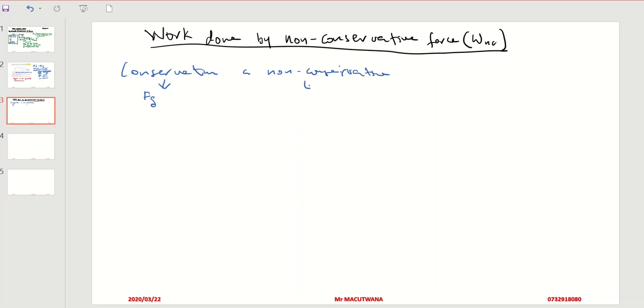Now all the other forces that you can think of will therefore be non-conservative forces, e.g. your friction, your applied force, your tension and other forces. So they will be examples of non-conservative forces.